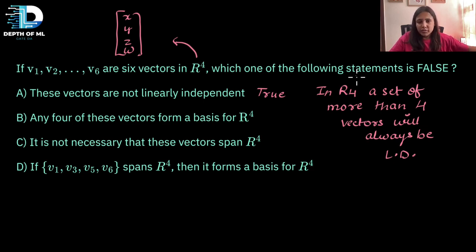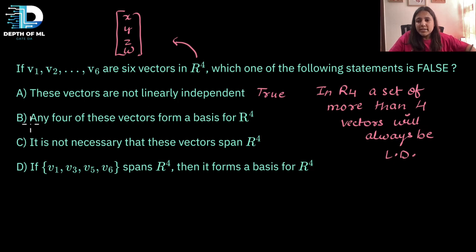If you have the 5th vector in that particular set, then that 5th vector can always be represented using those 4 linearly independent vectors, and hence any set which has more than 4 vectors in R4 will always be linearly dependent. Okay, so this is true.